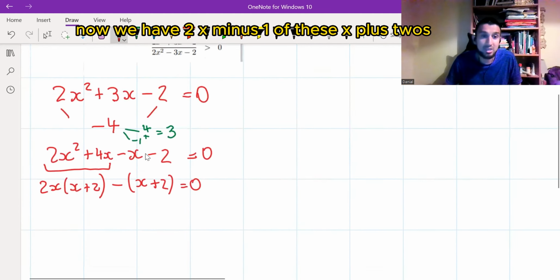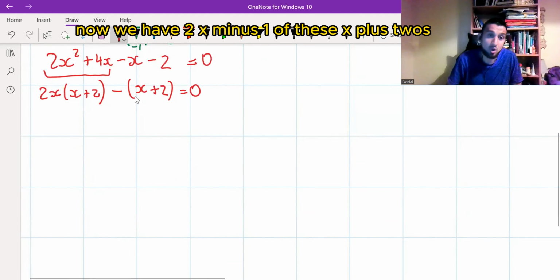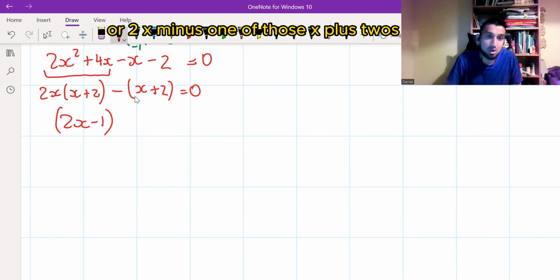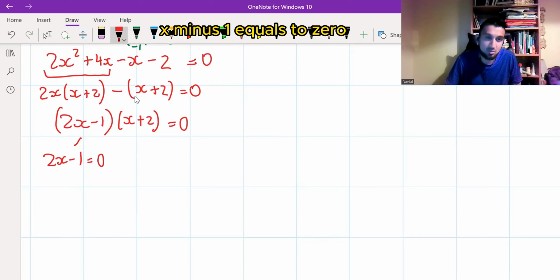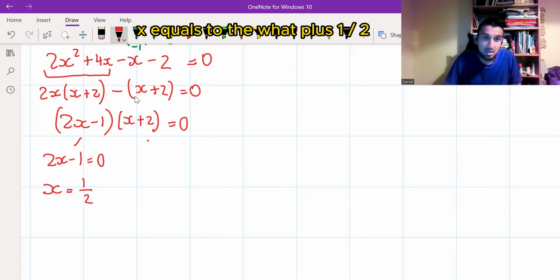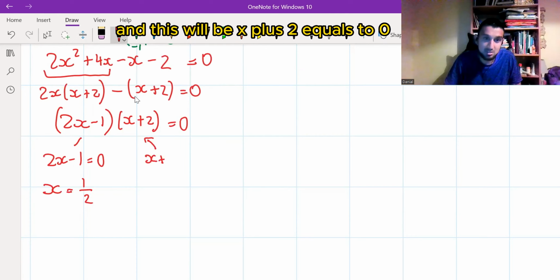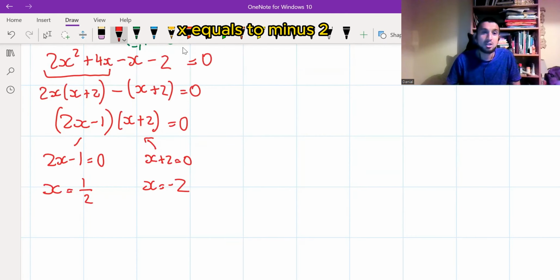Now, we have 2x minus 1 of these x plus 2s. So 2x minus 1 off those x plus 2s. And then we can solve each bit. So this will be 2x minus 1 equals 0. x equals, adding the 1 to the other side, 1 divided by 2. And then x plus 2 equals 0, so x equals minus 2. Now we can plot it.